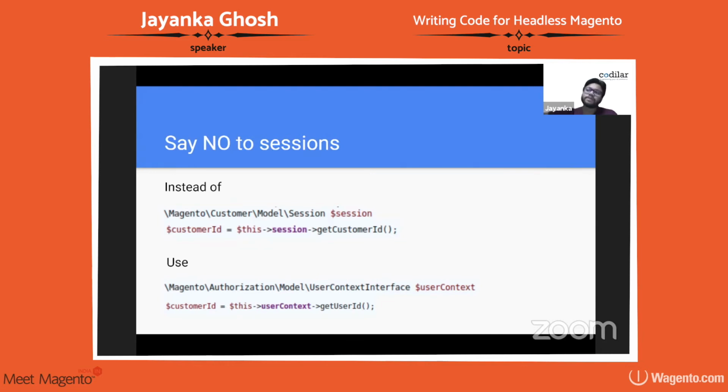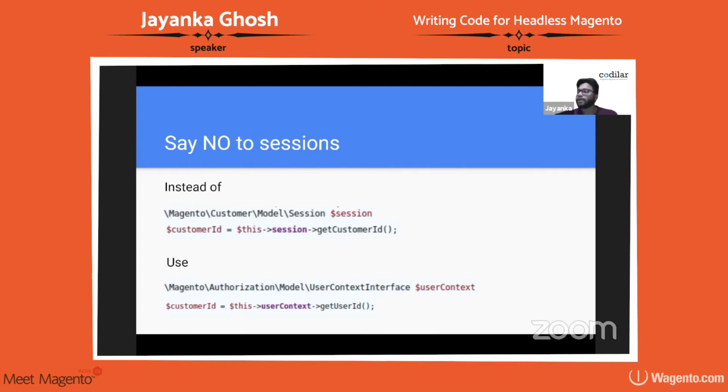And if you're using the same thing on a different scope, like the webapi_rest scope, or the webapi_soap scope, or the GraphQL scope, in that case it will take it from the token. So you don't have to worry about it. You don't have to write 2 separate code bases to make the same thing work. You can just use the same code and it will work. So this is one of the examples. The thing which I'm trying to say is, do not use sessions anywhere. Try to find an alternative to sessions.